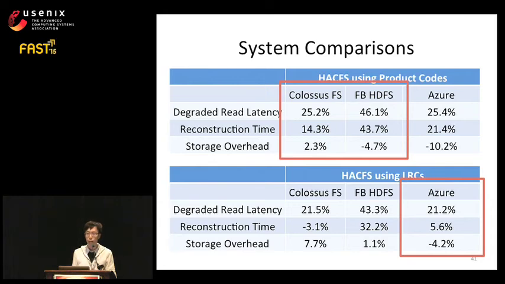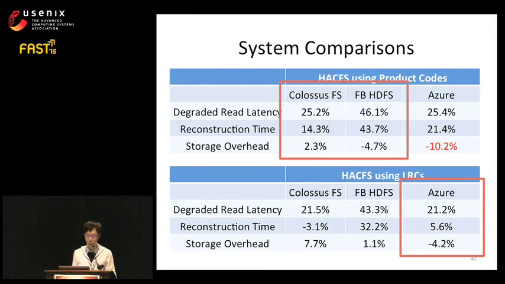And we also implement HACFS with local reconstruction code to improve existing LRC-based systems, which is the Windows Azure storage. As we can see in the lower table, the degraded read latency also benefits a lot. And the HACFS LRC does not just lose 5% of the storage overhead for achieving the 20% improvement in degraded read latency.